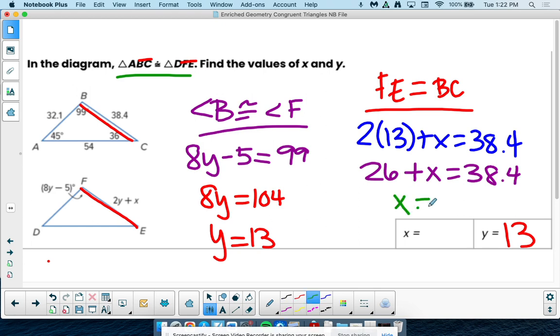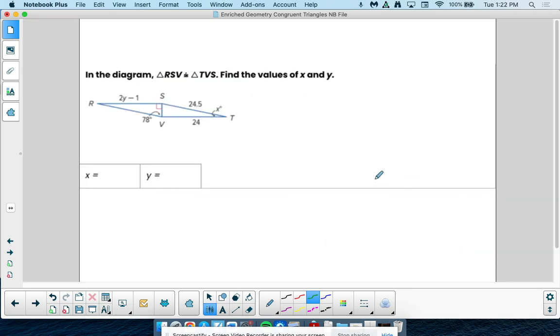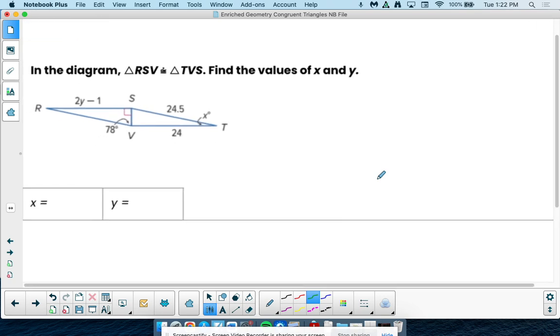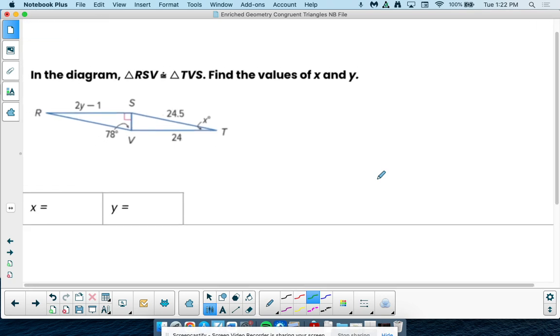What'd you guys get for x? 12.4. I agree. 12.4. Does that make sense for everybody? Okay, let's try another one, see what we can match up together. Okay, what do you guys want to find first, x or y? Y? Find y.